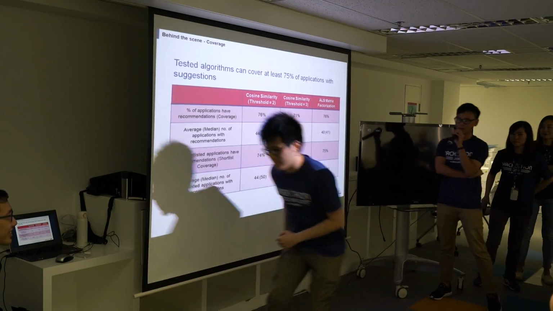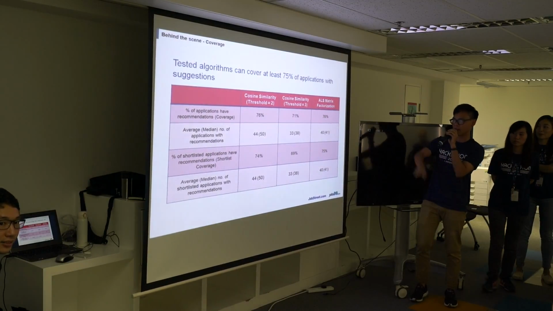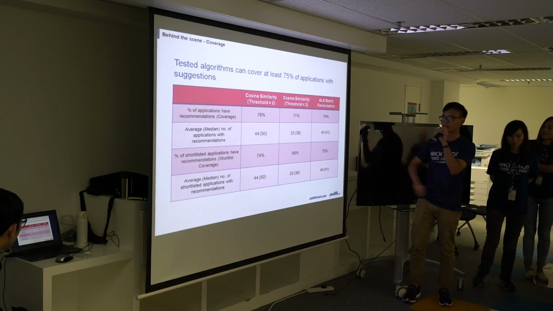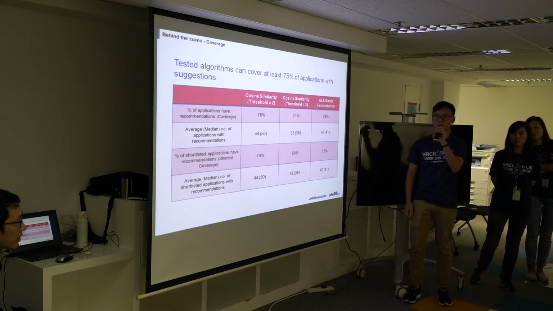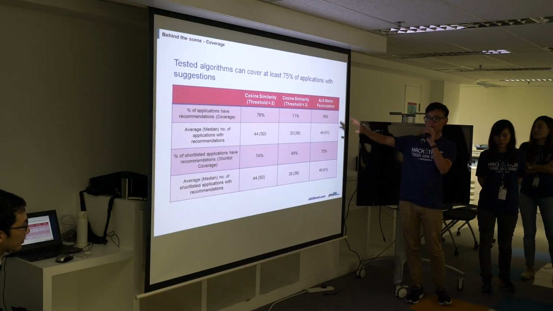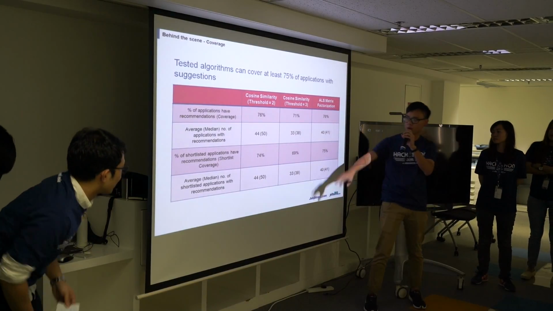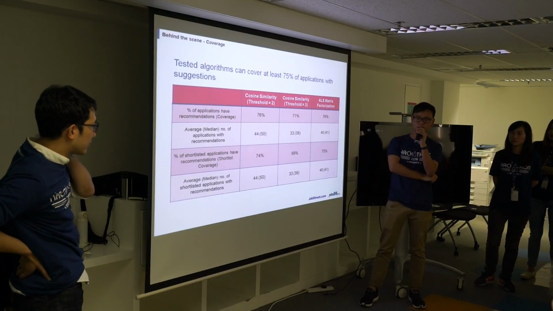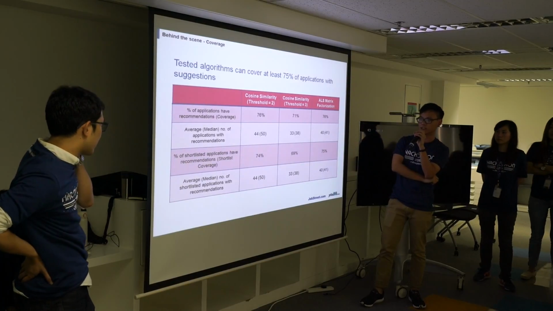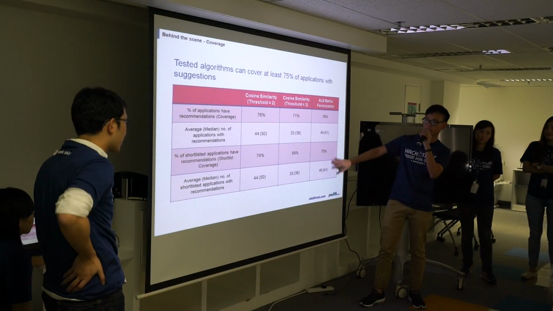I think it would also be good for us to know the performance. We tried to evaluate the performance of our 3 algorithms. In terms of total applications, we get recommendations for over 70% with all 3 algorithms. And on average, for each shortlisted candidate, for example with cosine similarity with a threshold of 2, we will have 44 recommendations shown after clicking shortlist. The same goes for the percentage of shortlisted applications with recommendations. So here you can see that the coverage is very high and very encouraging.